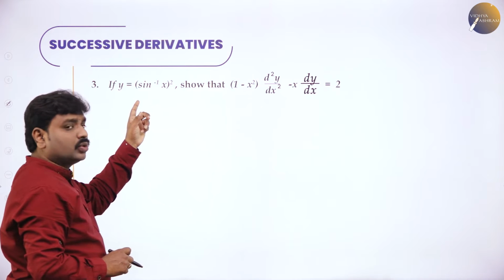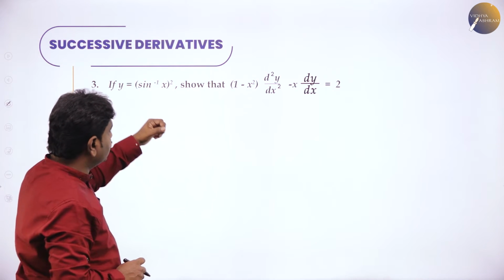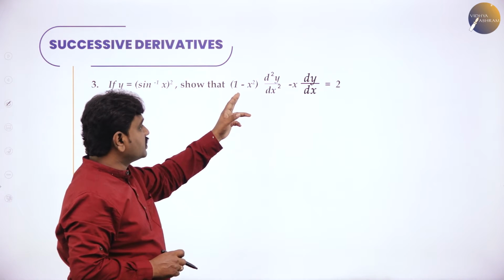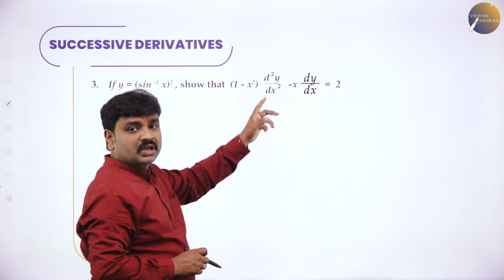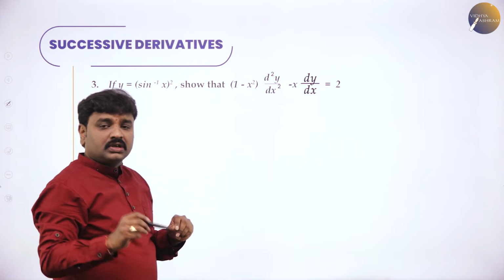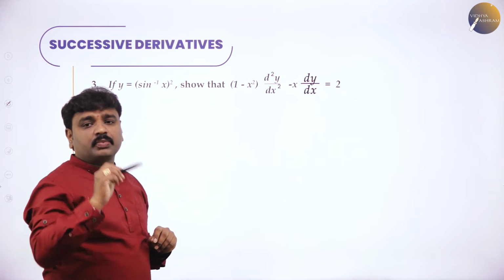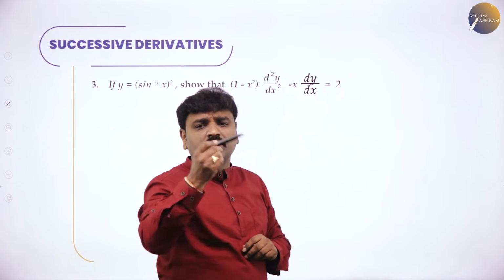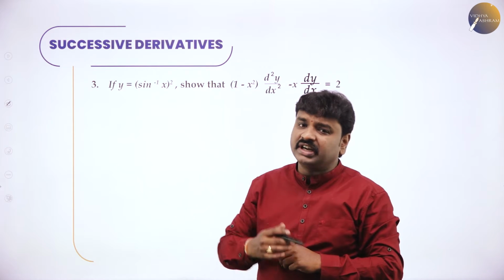Now y is equal to sin inverse x the whole square. Show that (1 minus x square) d square y by dx square minus x dy by dx equals 2. Again, the hint is f of x power n. What is the derivative of f of x power n? n into f of x power n minus 1 into d by dx of the internal function.